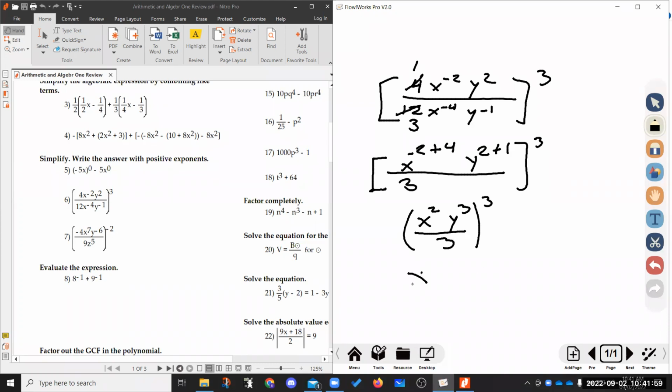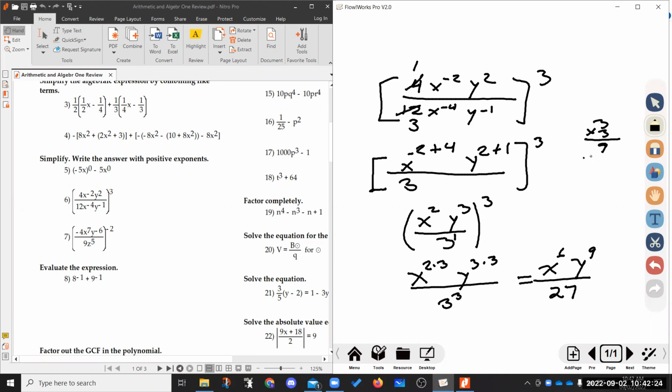So when I raise a power to a power, I'm going to multiply the exponents. This had an exponent of 1, so 1 times 3 is going to be 3. And that's going to give me x to the 6th, y to the 9th. 3 to the third is 27. 3 times 3 is 9, times 3 again is 27.